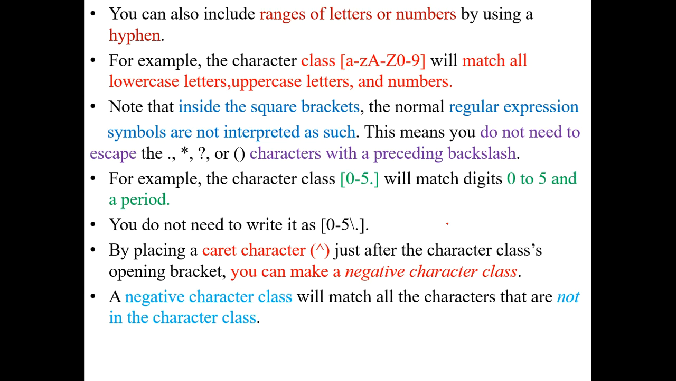We can also include a range of letters or numbers. For example, small letter a to z is going to represent all the characters from a to z. Similarly, capital A to Z, and 0 to 9. It is going to map with all the digits which start from 0 till 9, inside a square bracket.